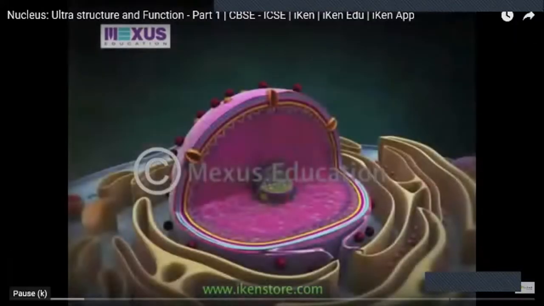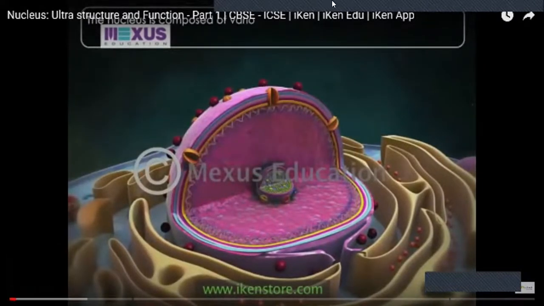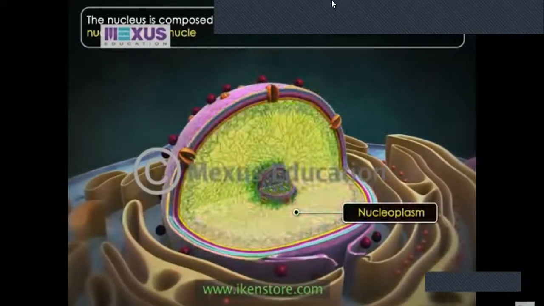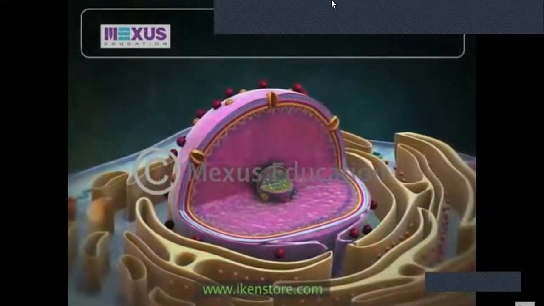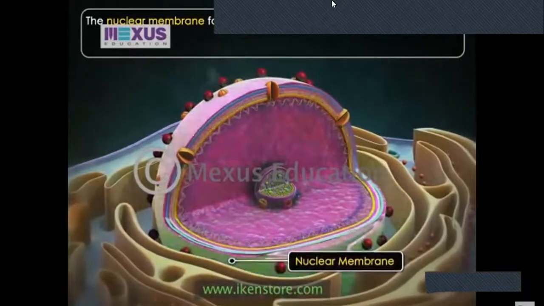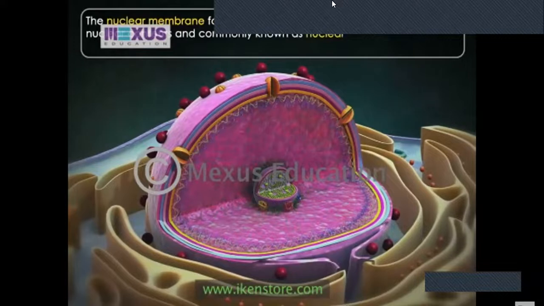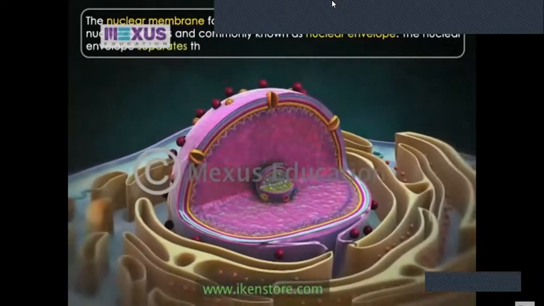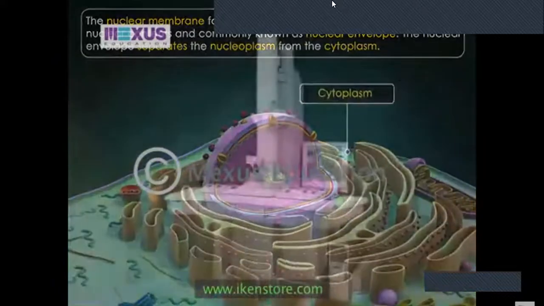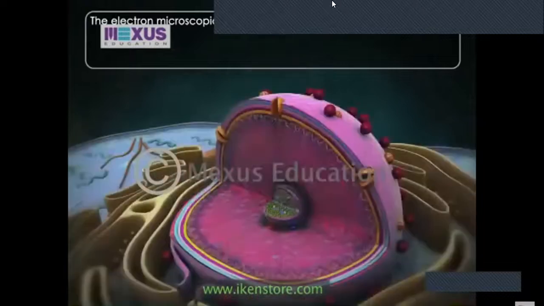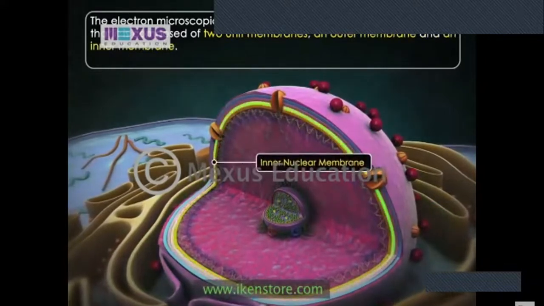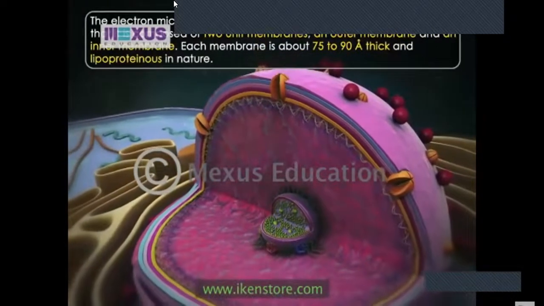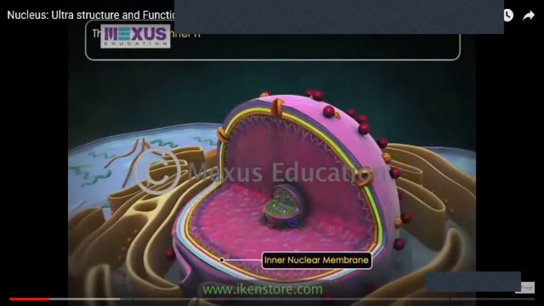Part 1. The nucleus is composed of various structures, namely nuclear envelope, nucleoplasm or nuclear sap, nuclear matrix, chromatin, and nucleolus. The nuclear membrane forms an envelope-like structure around the nuclear contents and is commonly known as the nuclear envelope. The nuclear envelope separates the nucleoplasm from the cytoplasm. The electron microscopic studies of the nuclear envelope have shown that it is composed of two unit membranes, an outer membrane and an inner membrane. Each membrane is about 75 to 90 angstroms thick and lipoproteinous in nature. The outer and inner nuclear membranes remain separate.